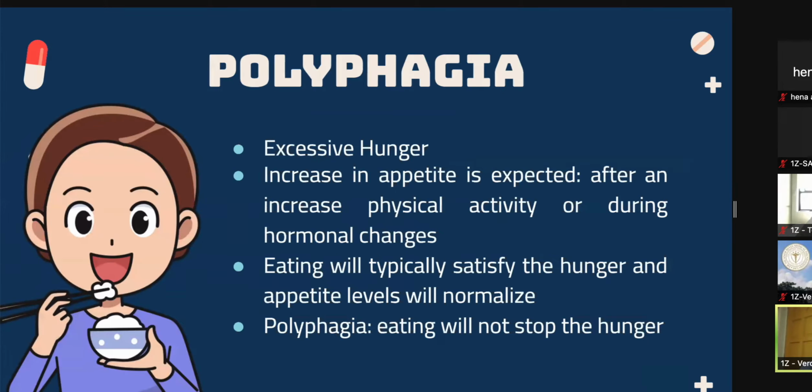With polyphagia, polyphagia is a medical term used to describe excessive hunger. There are times when an increase in appetite is expected, such as after an increase in physical activity or during hormonal changes, but eating will typically satisfy the hunger and appetite levels will normalize following food consumption. In the case of polyphagia, eating will not stop the hunger.